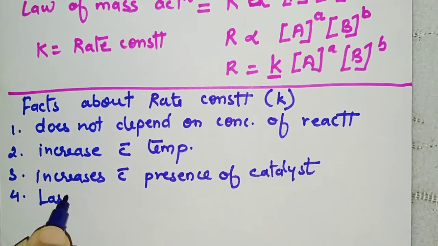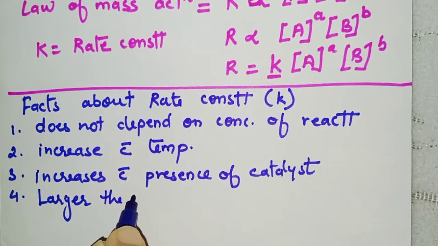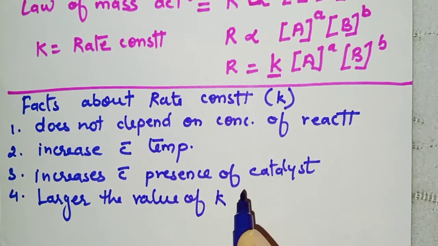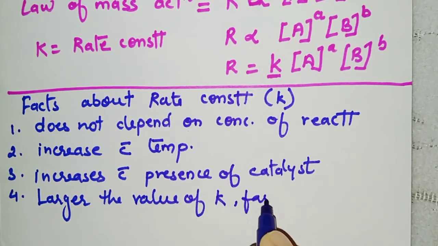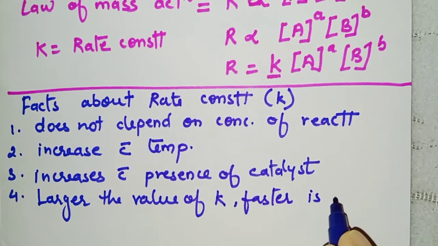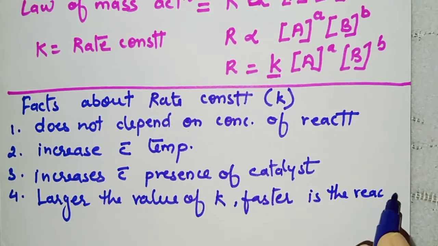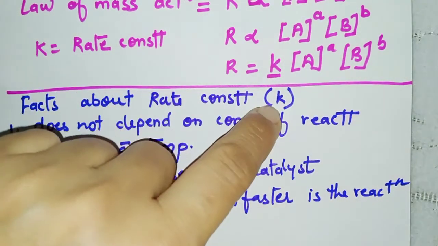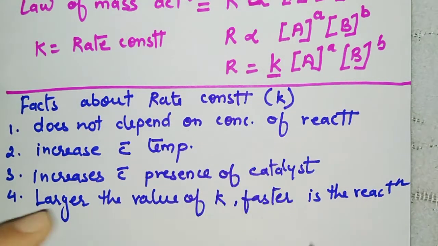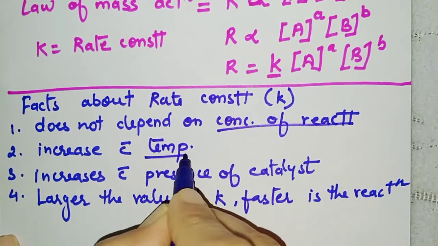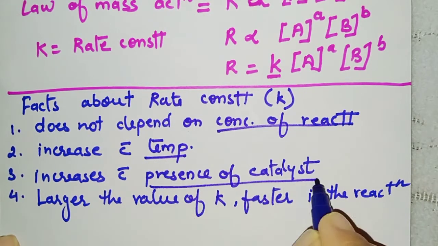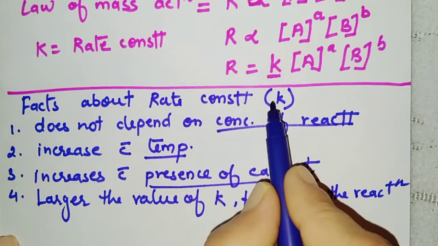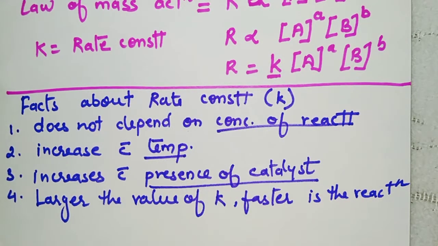Larger the value of K, larger the value of the rate constant, faster is the reaction. So these are four facts about this K. It does not depend on the concentration of reactant, it increases with temperature, it increases with the presence of a catalyst, and the larger the value of K, the faster will be the reaction. So by knowing this, you can know all these things.